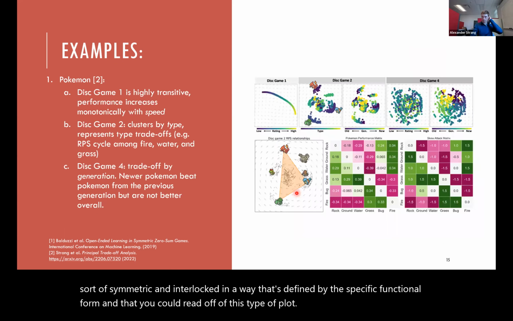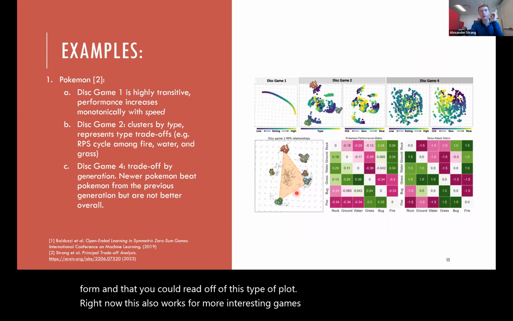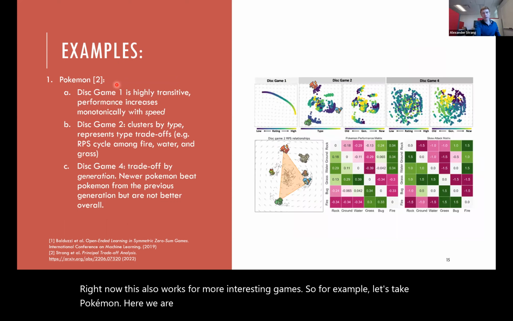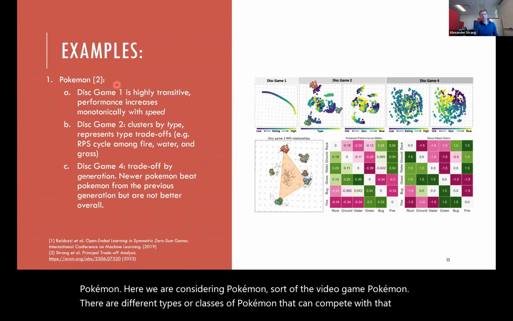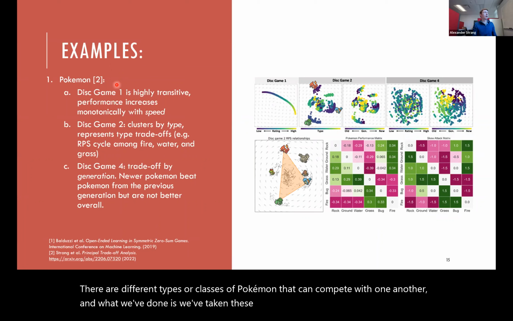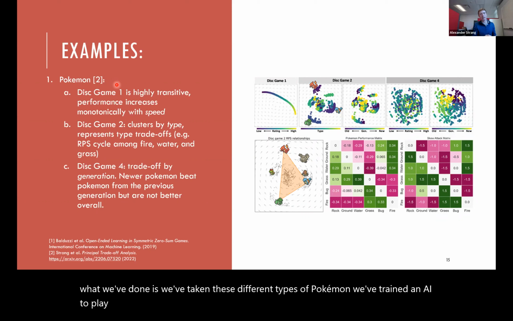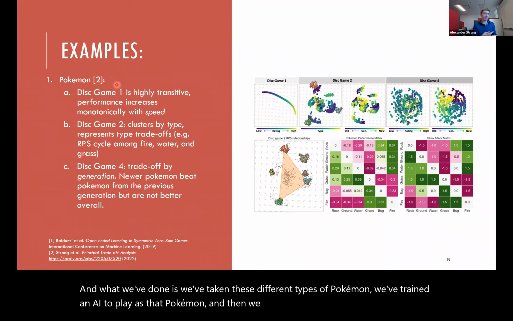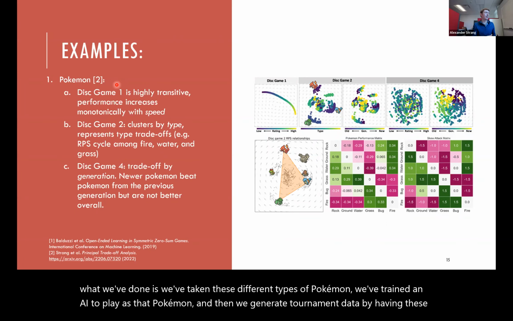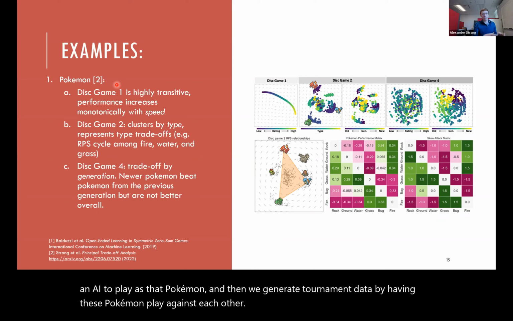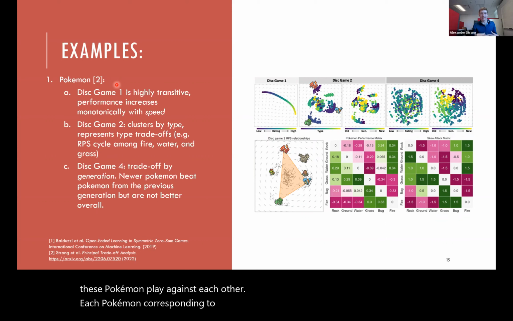Right, now, this also works for more interesting games. So for example, let's take Pokemon. Here we are considering Pokemon, the video game. There are different types or classes of Pokemon that can compete with one another. And what we've done is we've taken these different types of Pokemon, we've trained an AI to play as that Pokemon, and then we generate tournament data by having these Pokemon play against each other, each Pokemon corresponding to some sort of optimized AI that's trained to play as that Pokemon.